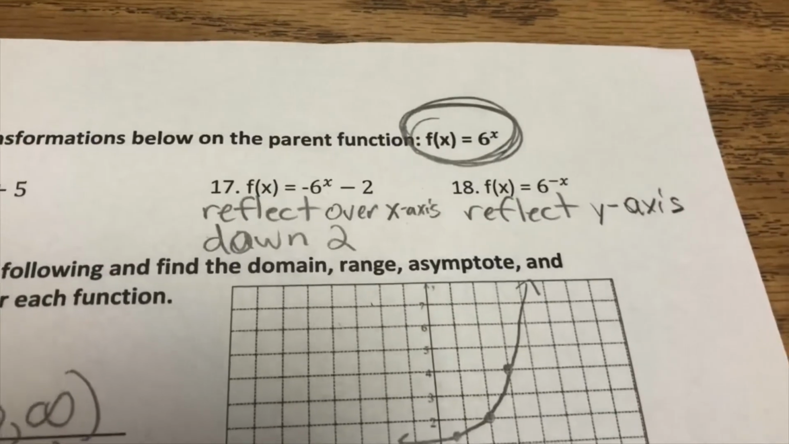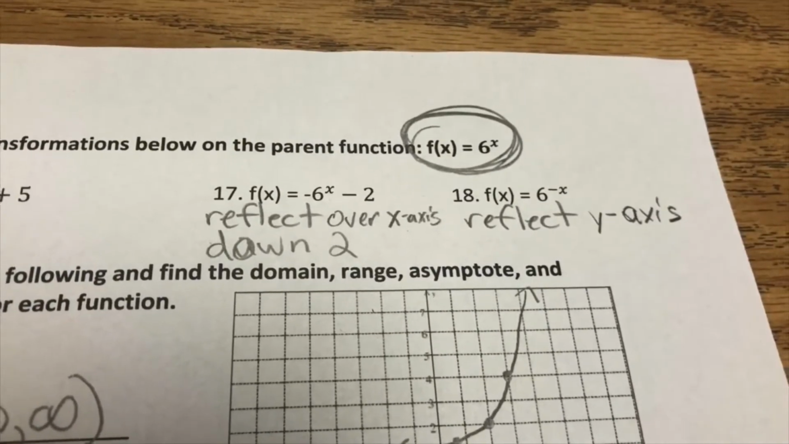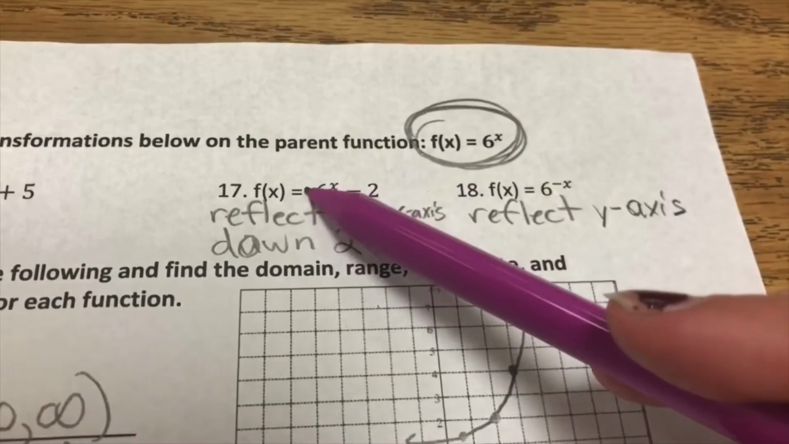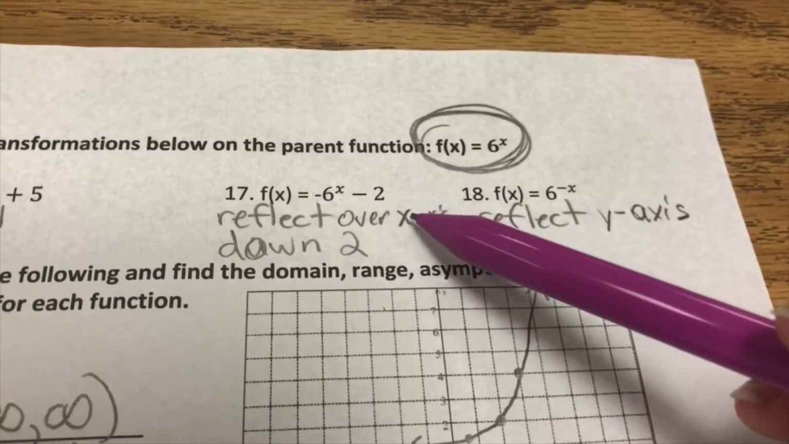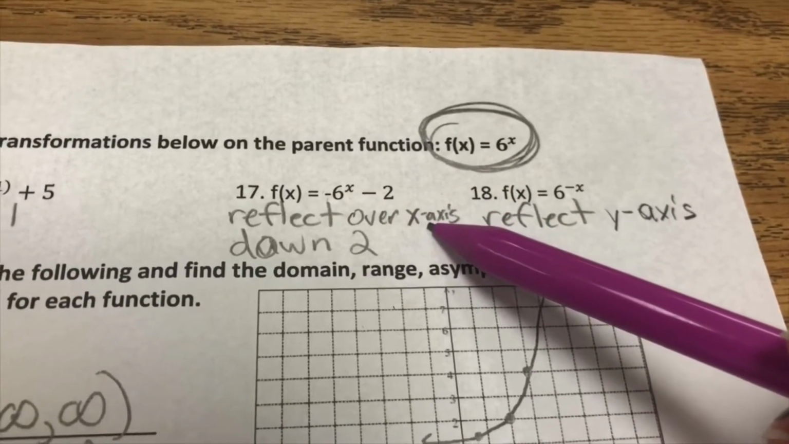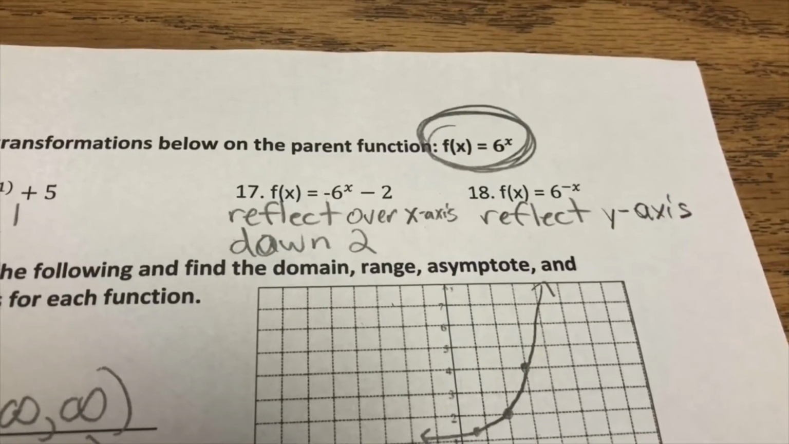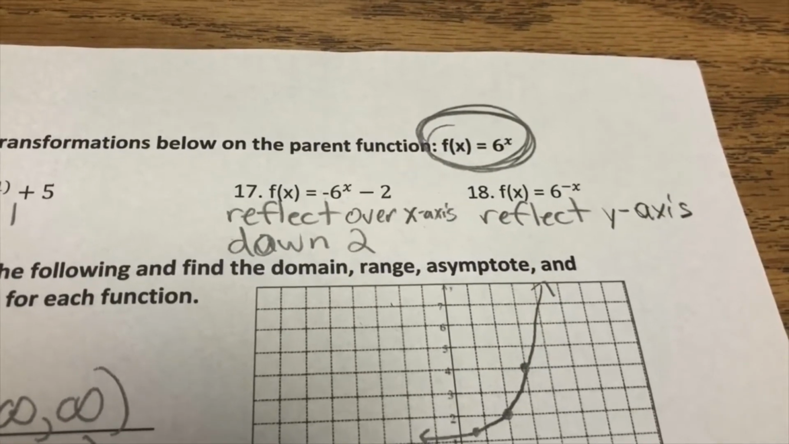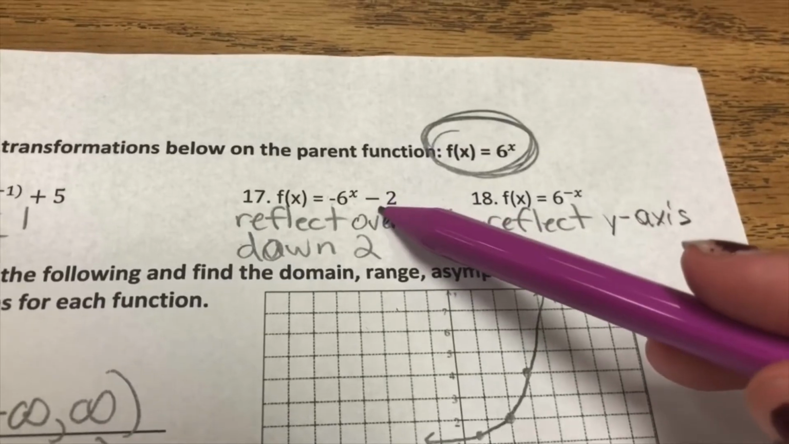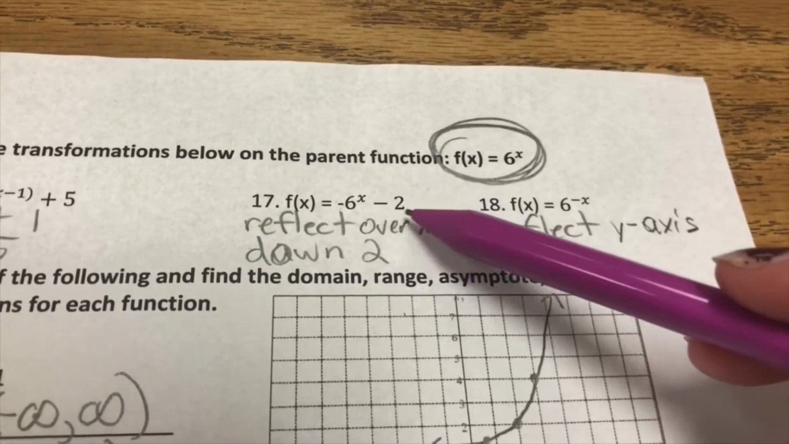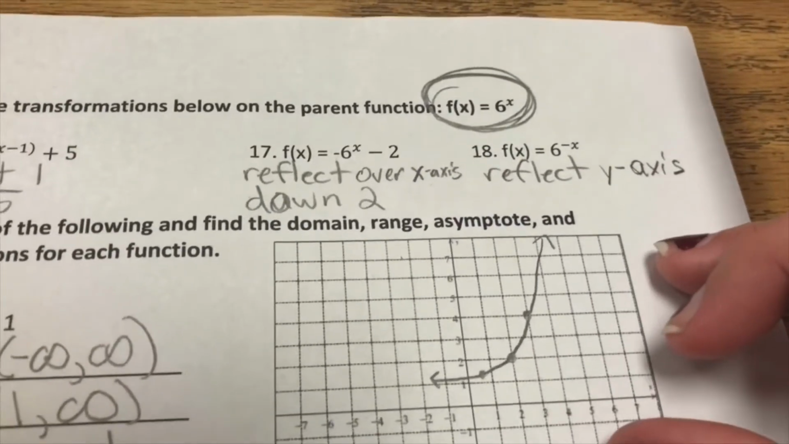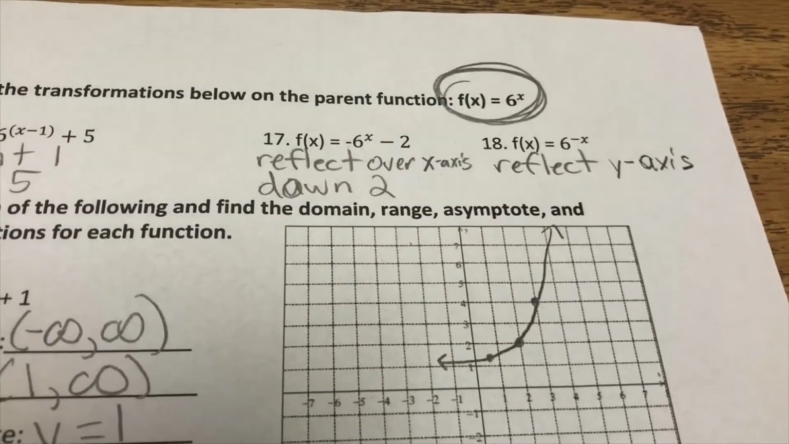15 and 18 gets into reflecting. So if it's on the outside of our exponent, it's going to be reflecting over the x-axis. If we're on the inside, it's reflecting over the y-axis. And don't forget, when you're asked, you do have this negative 2 outside, so we are shifting down 2.